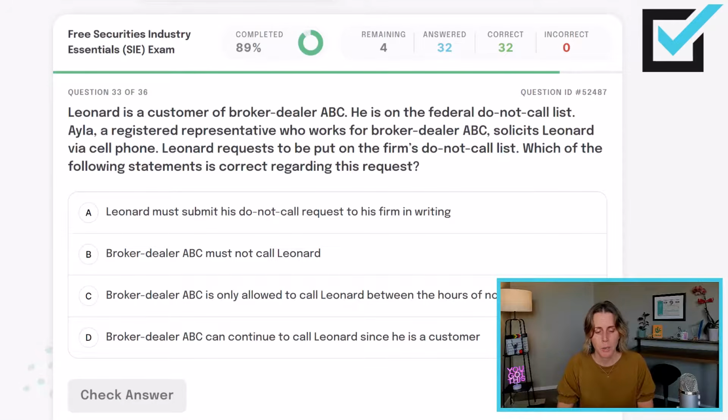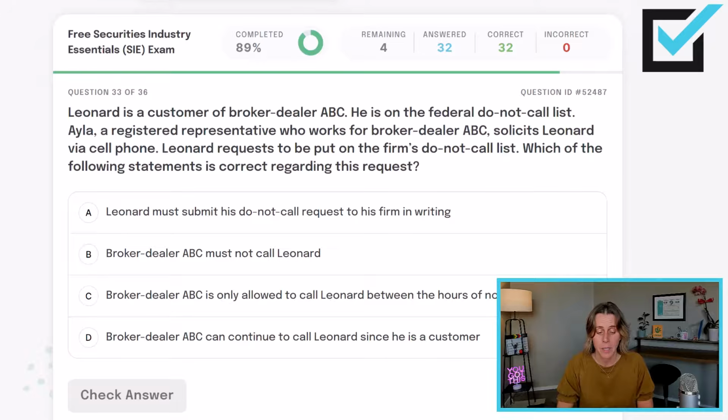Leonard is a customer of broker-dealer ABC. He is on the federal do not call list. Ayla, a registered representative who works for broker-dealer ABC, solicits Leonard via cell phone. Leonard requests to be put on the firm's do not call list. Which of the following statements is correct regarding this request?